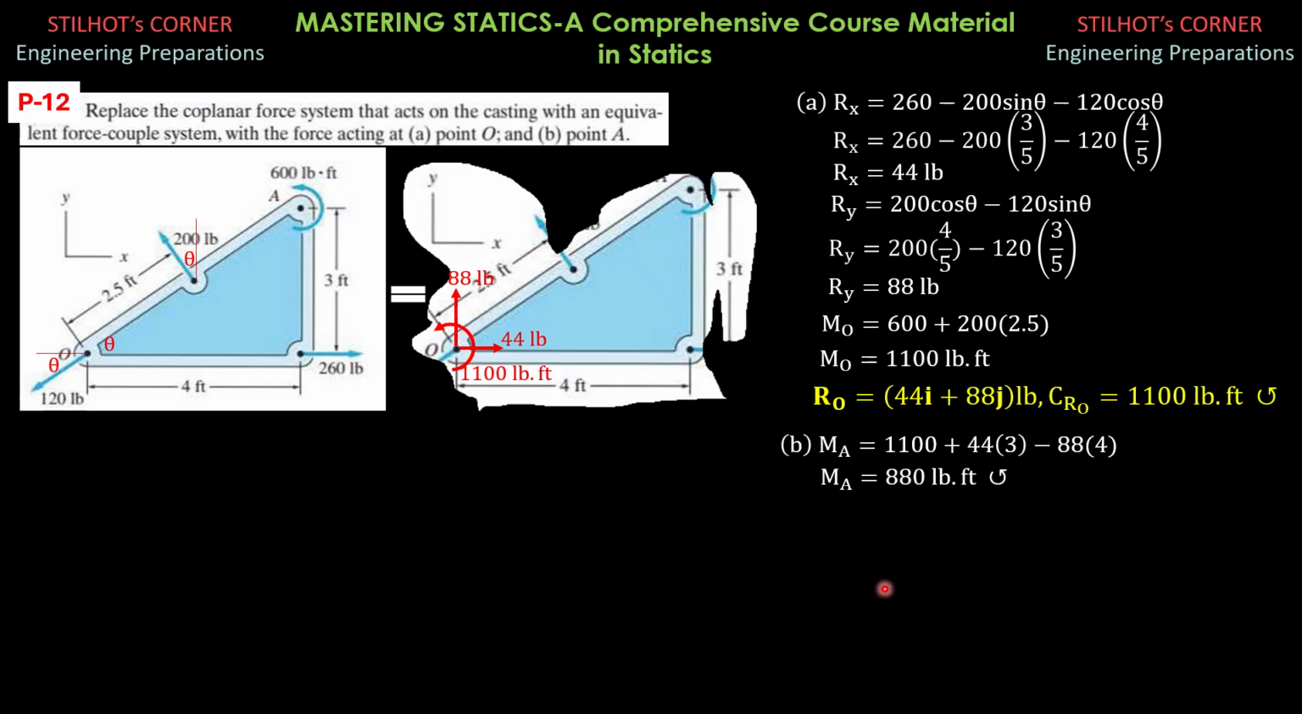So the answer for the force couple system at A: the force in vector form is 44i plus 88j pounds, that's RA also. Then the couple, we just transfer the couple from here to there. Sine theta is 3/5, cosine theta is 4/5.